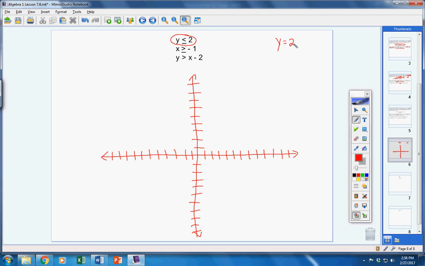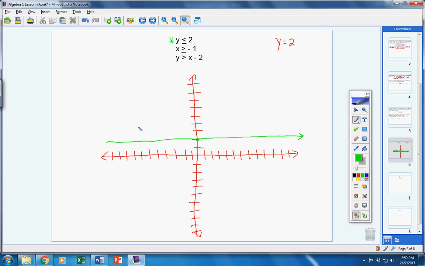Notice it's a single variable inequality. We have one letter. Second of all, it's a y, which means I'm going to have a horizontal line. So I'm going to graph my first inequality in green. I'll put a little green asterisk here. Y is less than or equal to 2, so I'm going to draw a horizontal line going through 2.